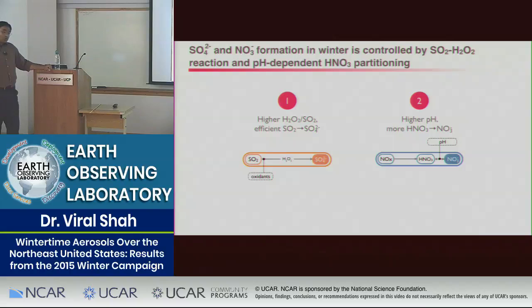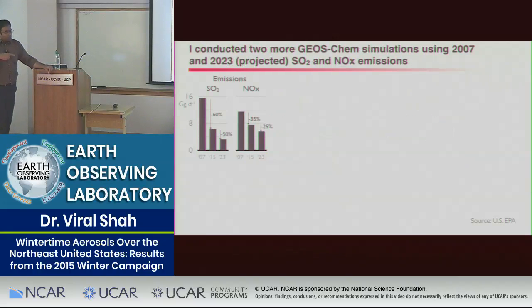So the two main points that we were trying to make were, one, the H2O2 to SO2 ratio controls the oxidation rate of SO2 to sulfate. And second, the pH controls how much nitrate is formed from nitric acid. It turns out these two are important as we try to understand what's happening to sulfate and nitrate as SO2 and NOx emissions decrease. So I ran a couple of experiments with the GEOS-Chem model where I decreased the SO2 emissions from 2007 levels to what we would expect in 2023 based on EPA data.